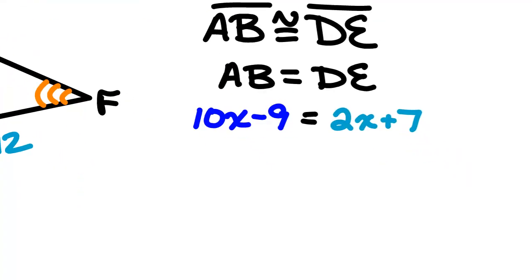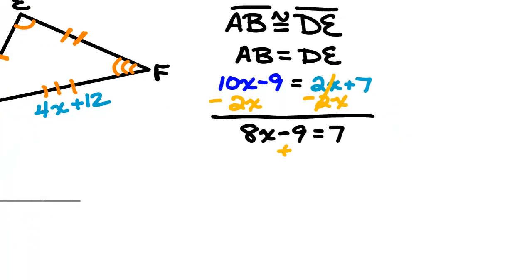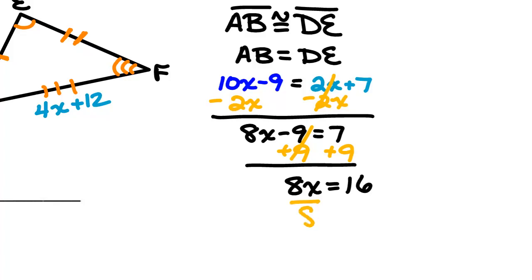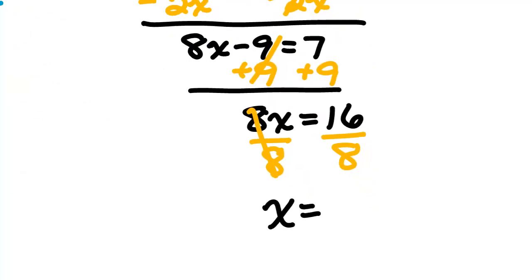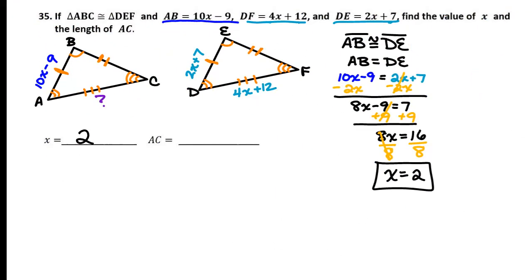And then we're going to solve this for x. First thing we do is get our x's to the same side, so I'm going to subtract 2x from both sides. So I would have 8x minus 9 equals 7. Add 9 to both sides. So 8x is equal to 16. And then I would divide both sides by 8. And I get that x is 2. How can I use that now to help me figure out how big AC is?